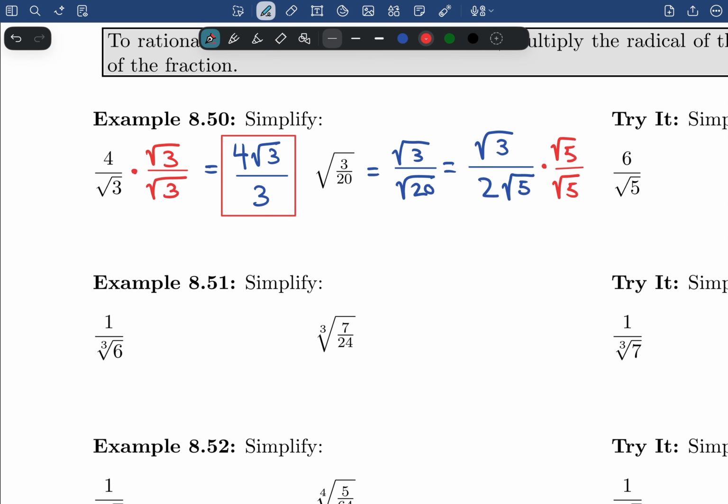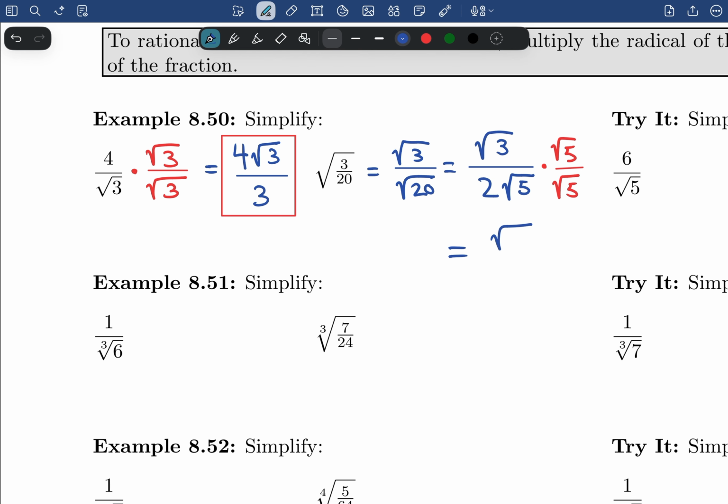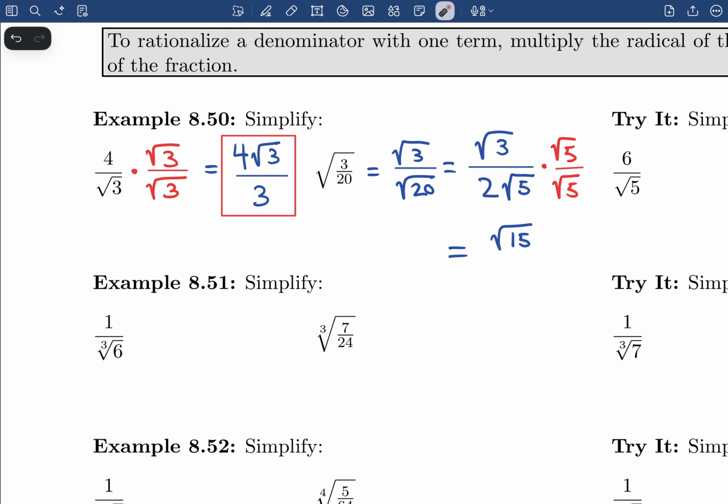So now that I have done that, I can simplify this radical. And I say, well, the square root of 3 times the square root of 5, I can write that as the square root of 15. Using the product property, I can combine these two roots into a single root, multiplying their radicands together. 3 times 5 is 15.